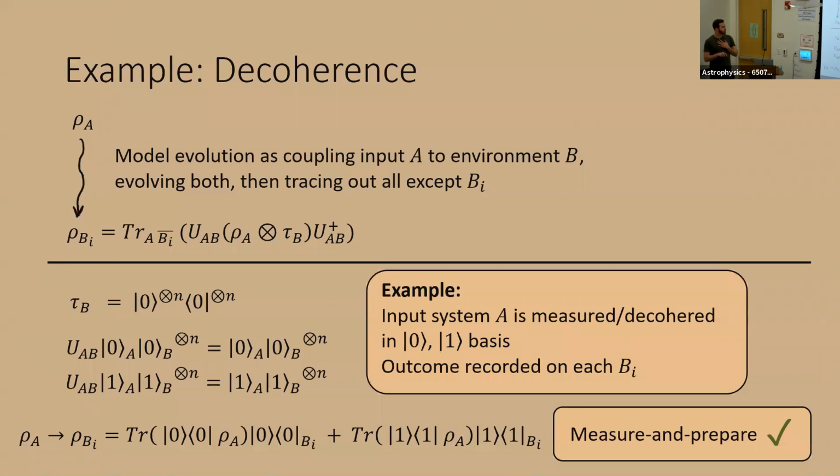But what this is going to do is, if we look at the output row BI, it's going to look like it was measured. It's going to look like row A was decohered in the 0, 1 basis, and then that outcome got distributed to every single output, and then this is the final state. So in this case, it very trivially satisfies the theorem that I was talking about, because every single one of these evolutions, A to BI, is going to look like a measure and prepare channel.